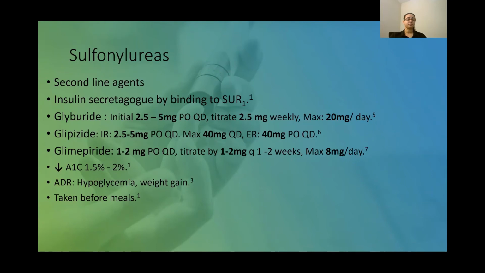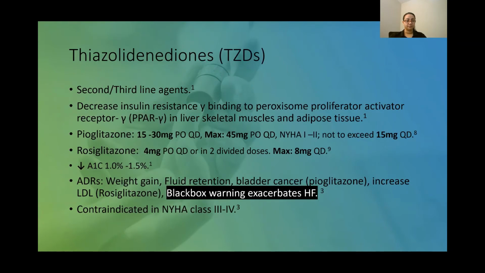per day. Sulfonylureas decrease the A1C by 1.5 to 2%. Adverse drug reactions include hypoglycemia and weight gain. Sulfonylureas should be taken before meals to minimize the risk of hypoglycemia.